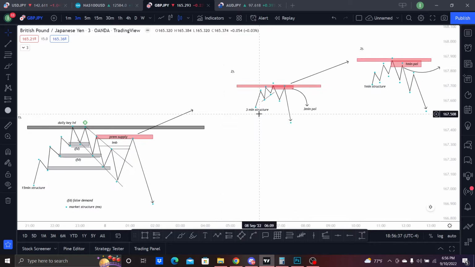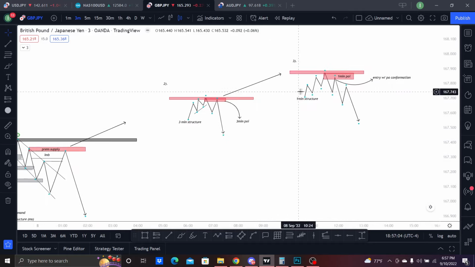So once price gets into our premium supply zone, we would then shift on to our second time frame, which would be our second confirmation time frame, which is the 3-minute. So right here we're looking at 3-minute structure. It should be bullish. We're looking for another shift. Once price gives us the shift, we can mark out our 3-minute POI, and as soon as our 3-minute price action gets in here, we can shift on our 1-minute and then look for the same thing. And on the 1-minute is where we would take our entry.